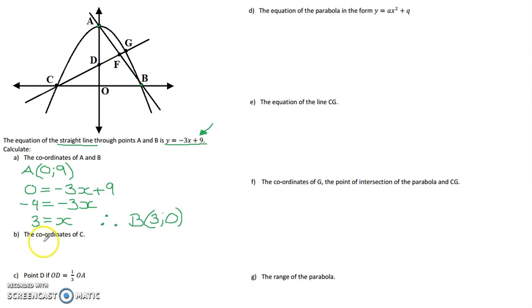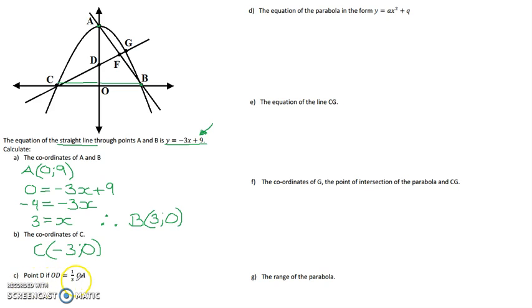I like the next question. The coordinates of C. I spent a while looking at this going, but we don't have the equation of the parabola, and we don't know what this line is. How are we going to work out C? And then I remembered that in grade 10, the distance from the origin to the x-intercept is the same length on both sides, which means if B is (3; 0), C is automatically going to be (-3; 0). Sneaky way of asking it, isn't it?